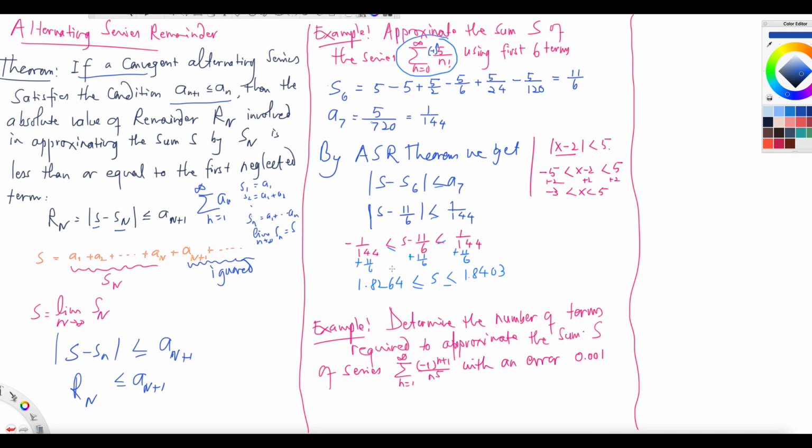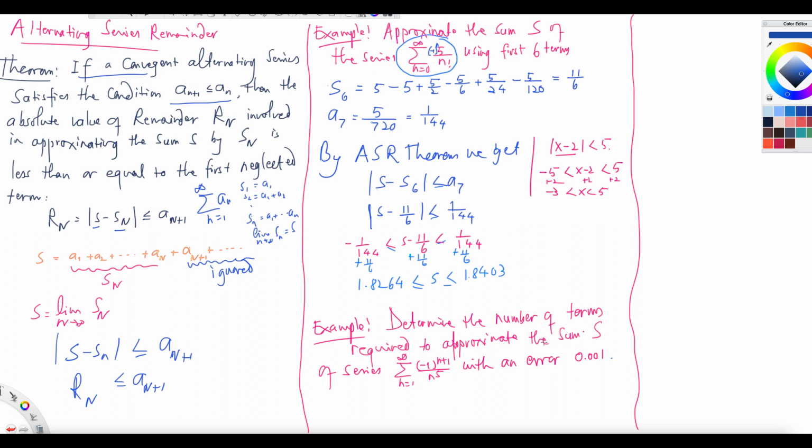All right, let us do another example. It says: determine the number of terms required to approximate the sum S of the series, negative 1 to the n plus 1 over n to the 5, with an error. The error must be less than 0.001. That's what the question is saying.